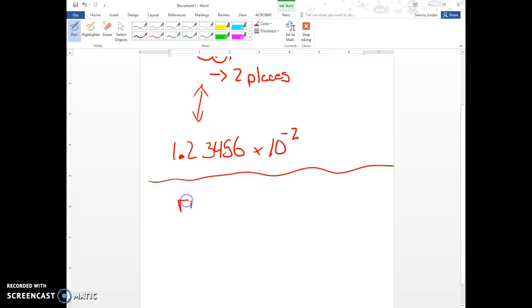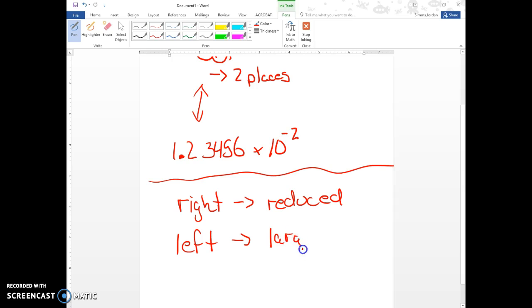So you can remember it as a property of exponents. When the decimal moves to the right, the exponent gets reduced. That's how I remember it: R gets smaller. And when the decimal moves left, the exponent gets larger. So for most of us, it's pretty easy just to remember that right there.